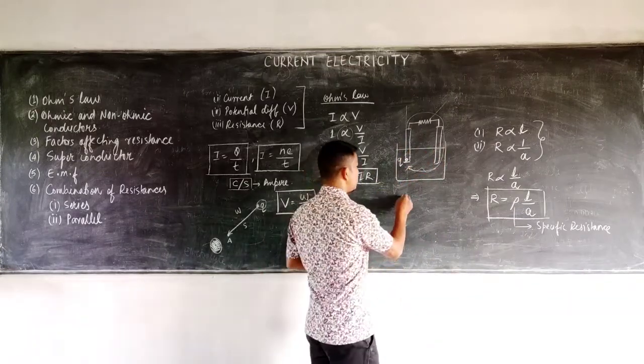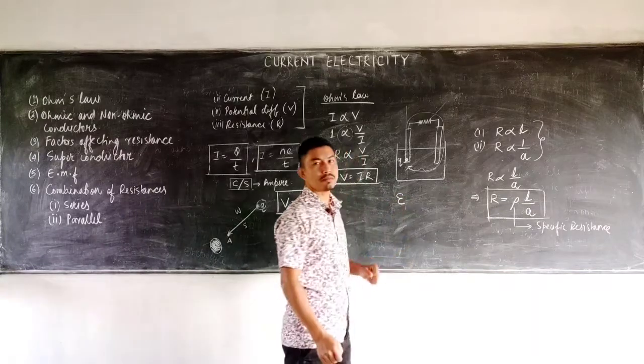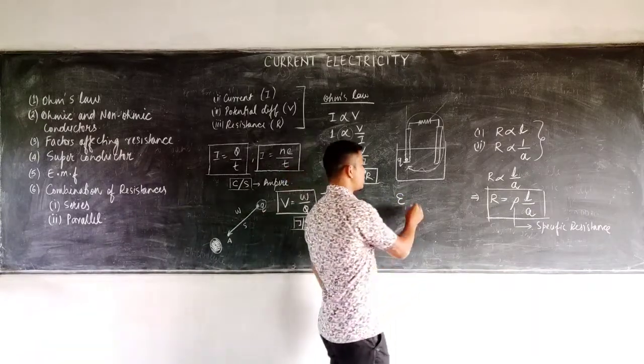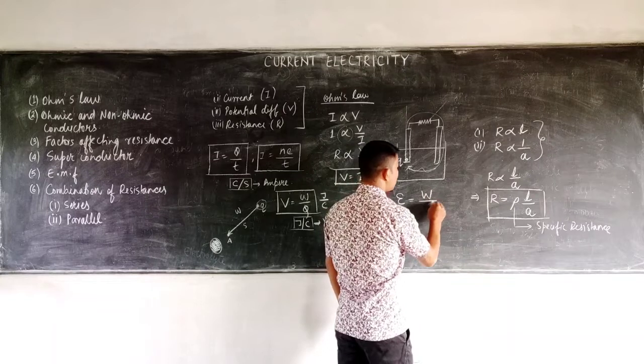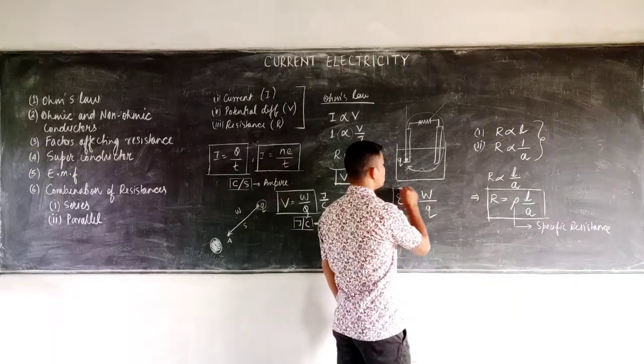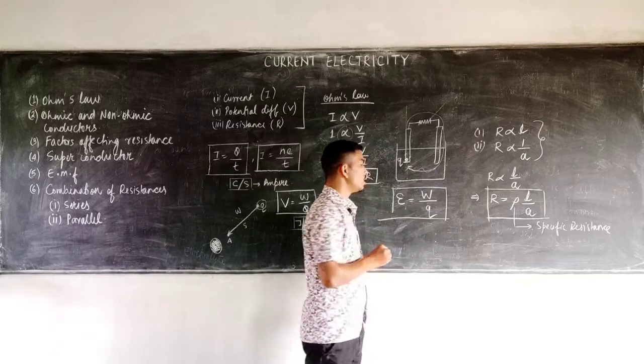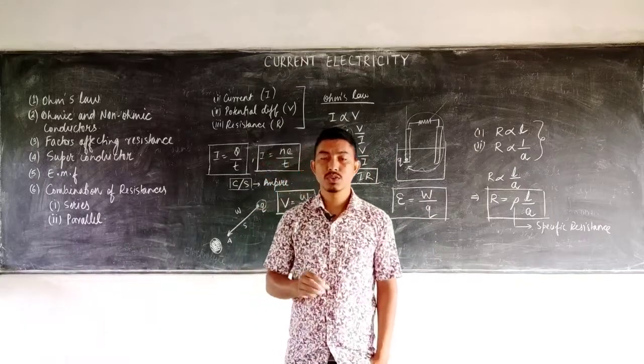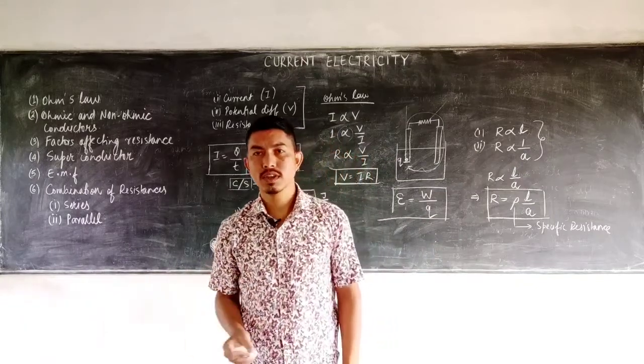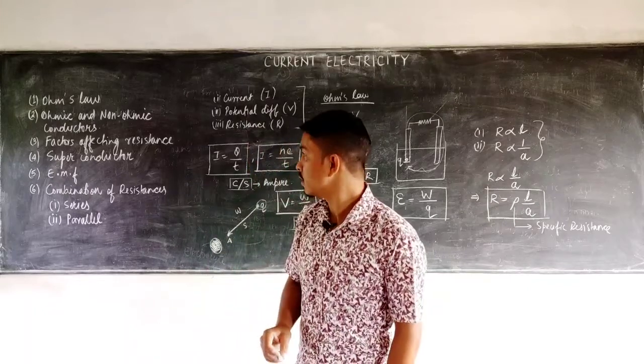So this EMF is given by the symbol epsilon. Epsilon is equal to W divided by Q, where W is the work done in moving a unit positive charge through the internal circuit as well as through the external circuit.